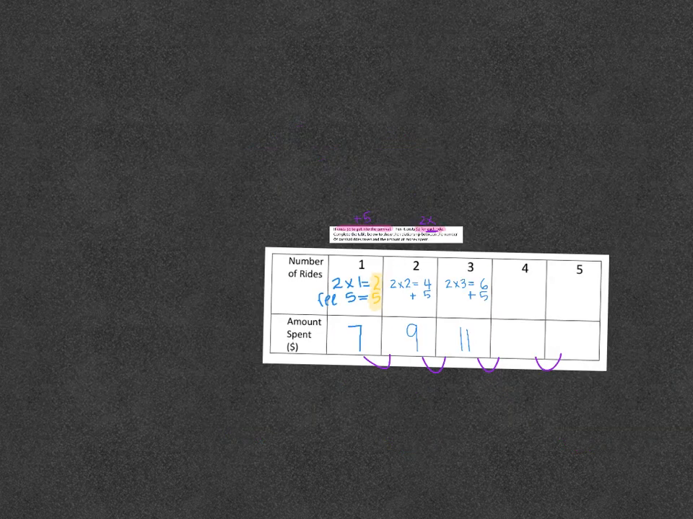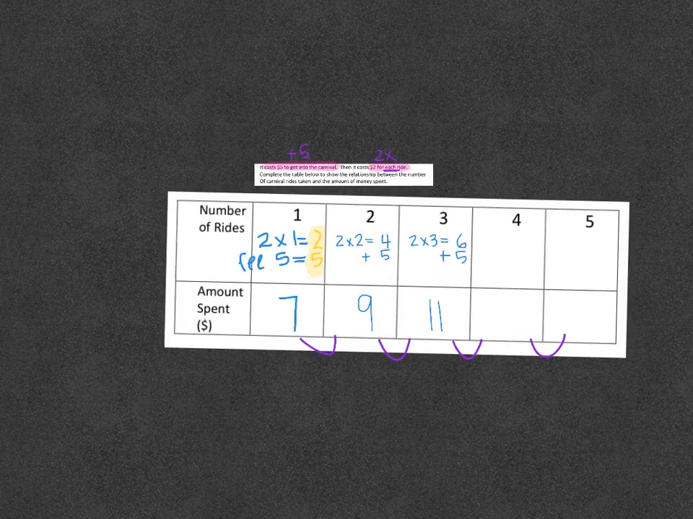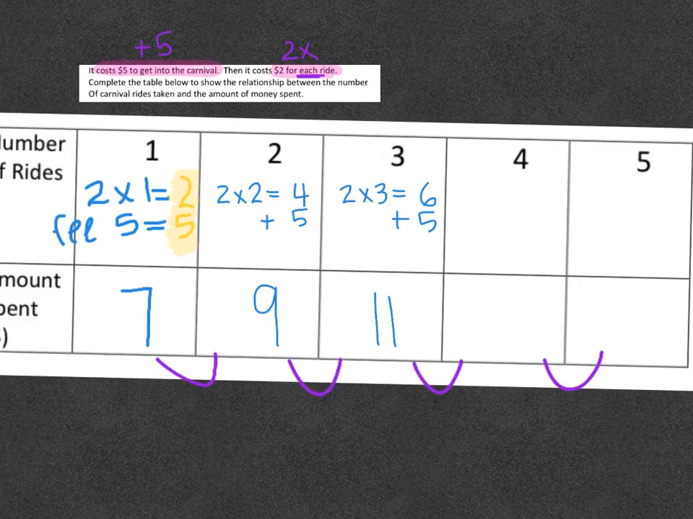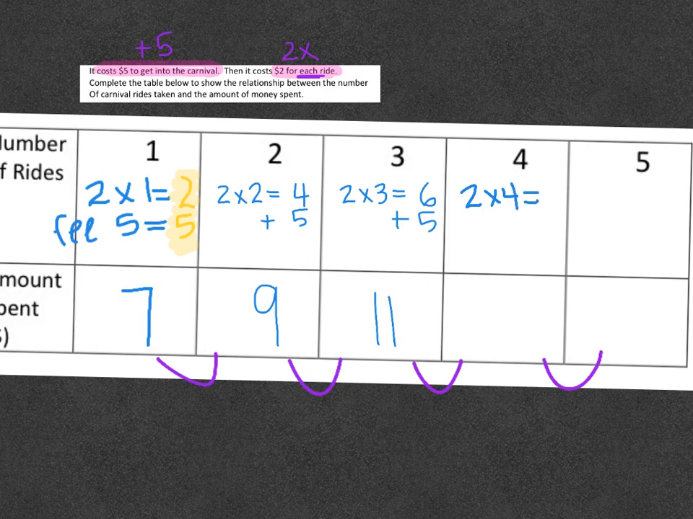All right, next box. It's going to be $2 per ride. You're going to ride 4 rides. That makes $8, plus your $5 fee, 13. Last box, $2 per ride. You're going to ride 5 rides. That makes $10, plus the $5 fee.